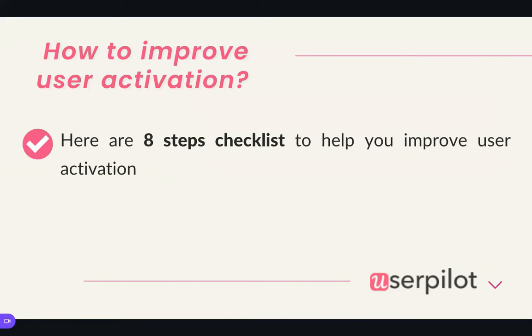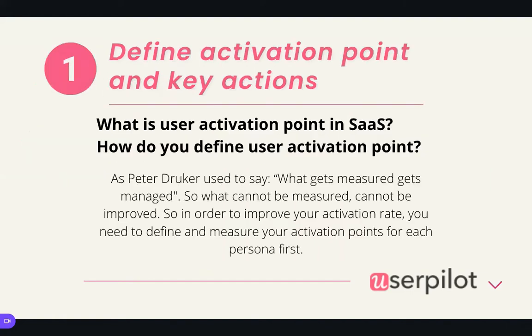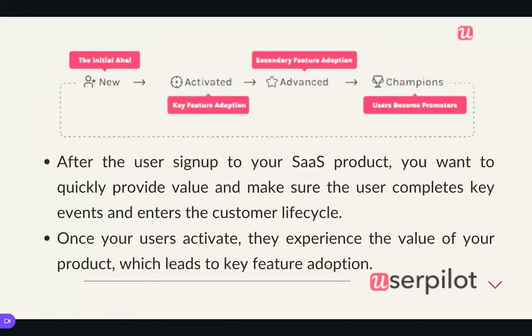Okay, let's jump into the 8-step checklist on how to improve user activation, how to make it happen. First, you have to define the activation point and the key actions for your product. Each product is different. Each software solution is different. You need to define what the key actions are, what the jobs to be done are for the different personas you have for your product. And always make sure to measure it. As Peter Drucker used to say, what gets measured gets managed. Obviously, if you don't measure what you're doing, you can't have the opportunity to improve it. So to improve the activation of your users, you have to define and measure the activation points.